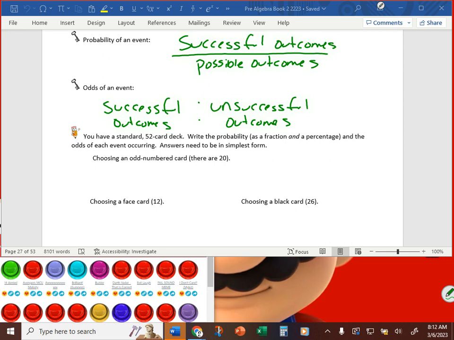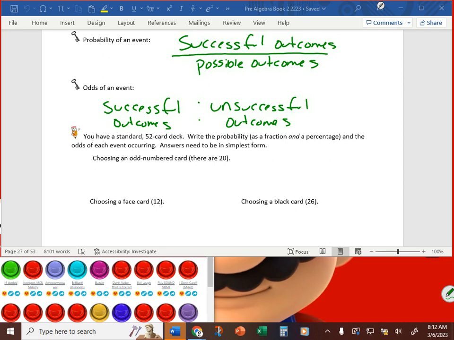There are 4 suits. What are the 4 suits in a deck of cards? Spades. Diamonds. Hearts. And clubs. Okay. There are 13 of each, right? You've got the numbers 2, 3, 4, 5, 6, 7, 8, 9, 10, Jack, Queen, King, Ace. There are 4 of each. Okay, have you ever played War? Maybe you have some familiarity with these cards, but in any event, you have a standard 52 card deck.